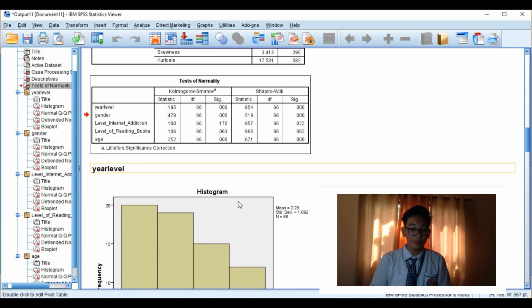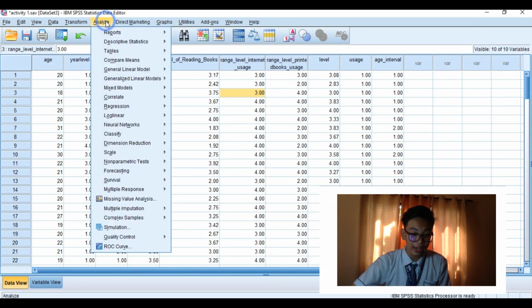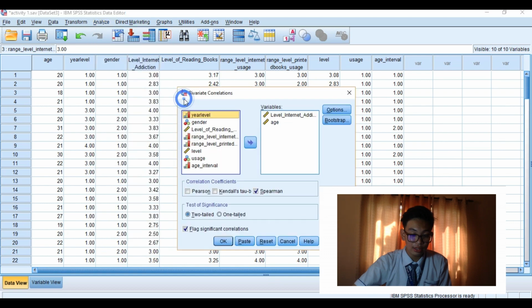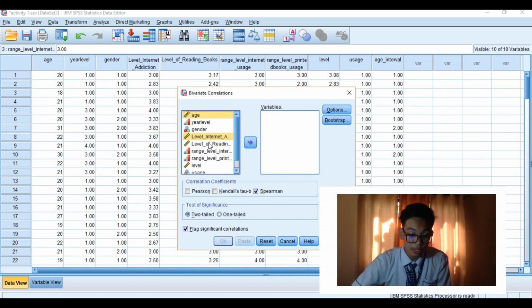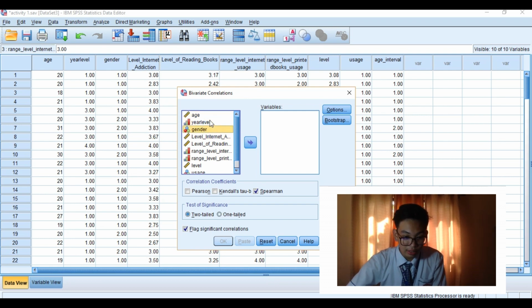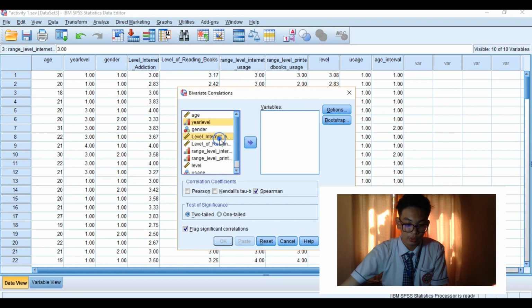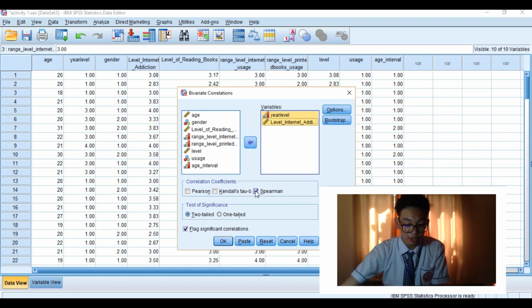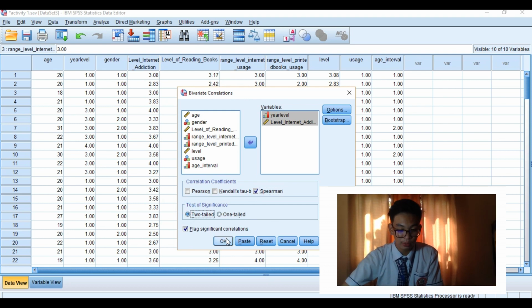So since we're talking about a non-parametric test of relationship, we're going to use Spearman rank. How? First, we're going to click Analyze, then Correlate, Bivariate, then we're going to input the data that we're testing for relationship. Let's say, for example, the year level and the level of internet addiction. Here, we're going to click Spearman rank and then two-tailed. It looks okay, so we're going to click OK.